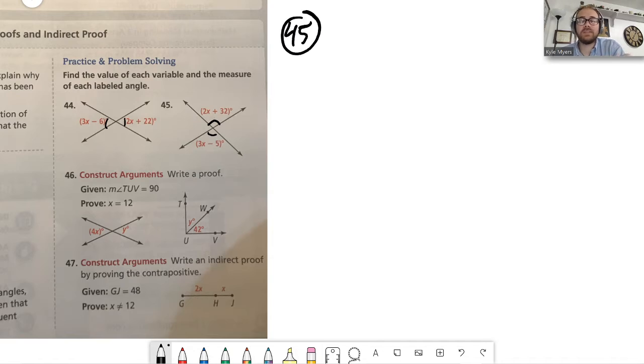45, here we go. So same thing, they're both vertical angles, and I know they are because they're across from each other, and if they're across from each other, they're vertical angles, and by the vertical angles theorem, we know that they are the same angle. So 2x plus 32 equals 3x minus 5.